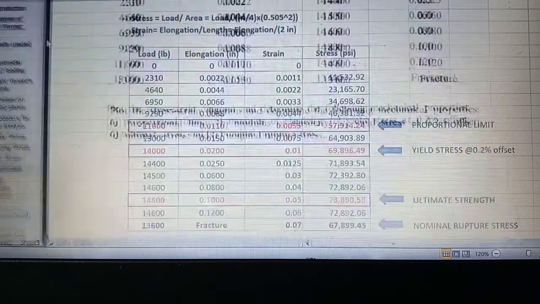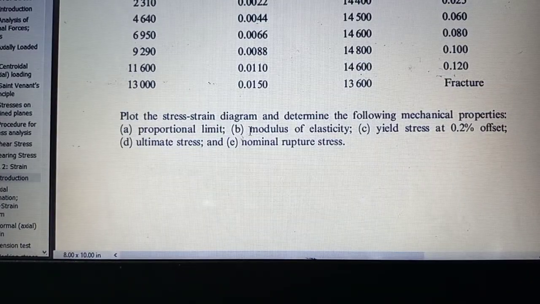So how about the modulus of elasticity? Okay, so the modulus of elasticity is equivalent to any value of stress divided by strain, the ratio between the stress and the strain within the proportional limit.